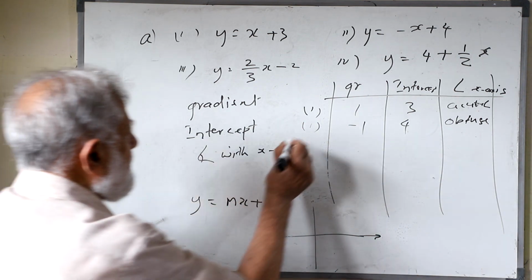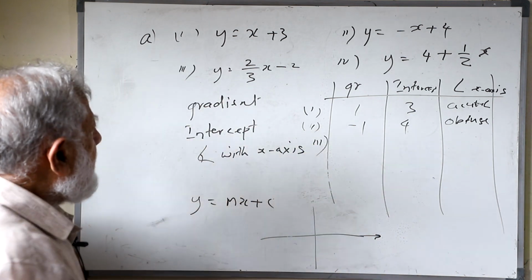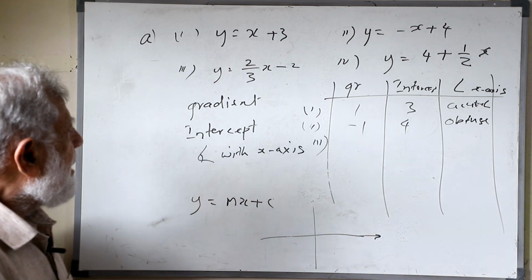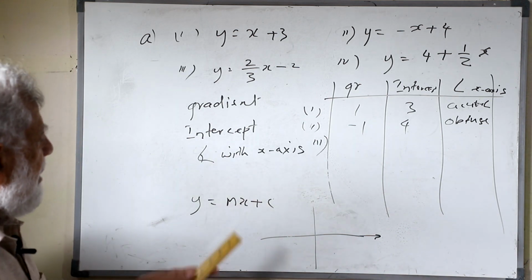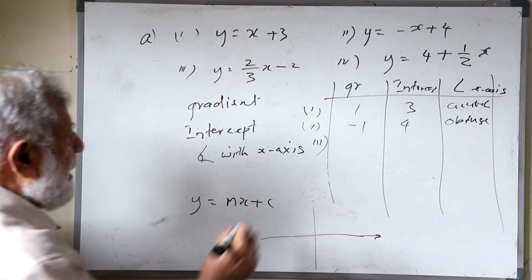Look at the third one. y is equal to 2/3 x minus 2. Here also, y is equal to mx plus c is the formula equation. So, 2/3. So gradient is 2/3.